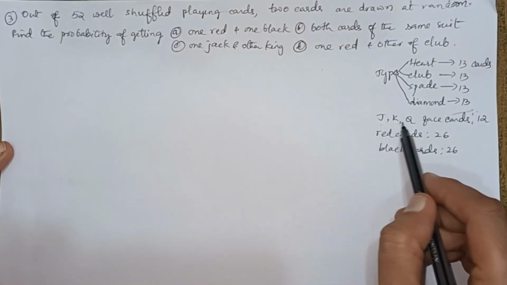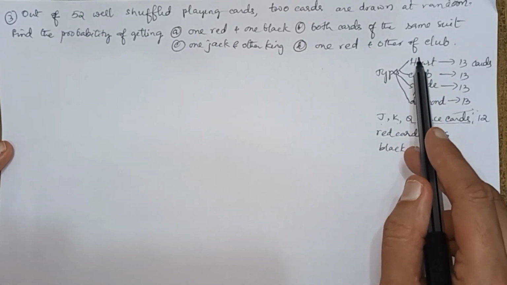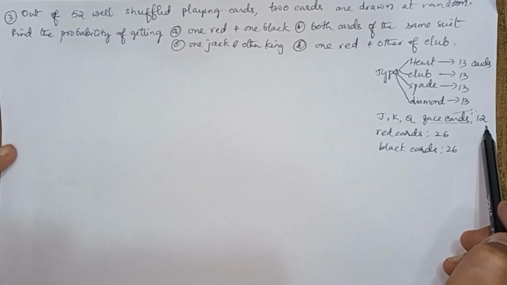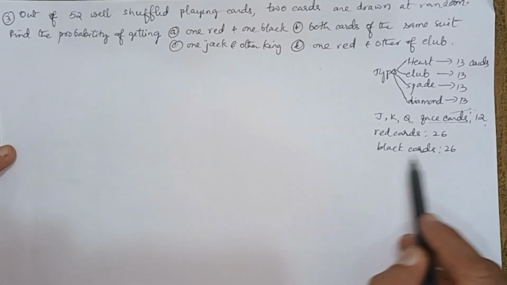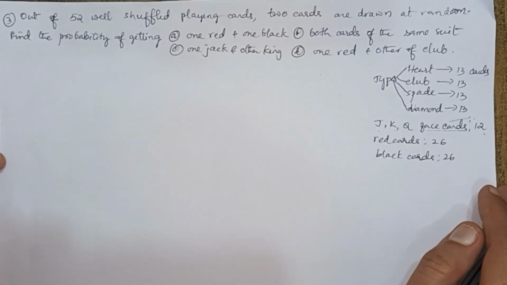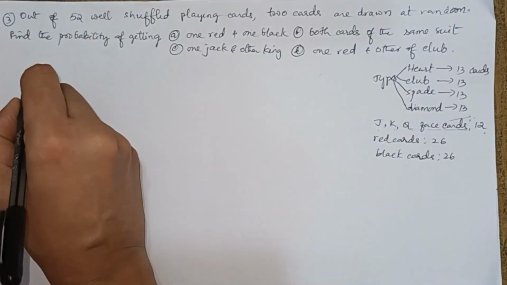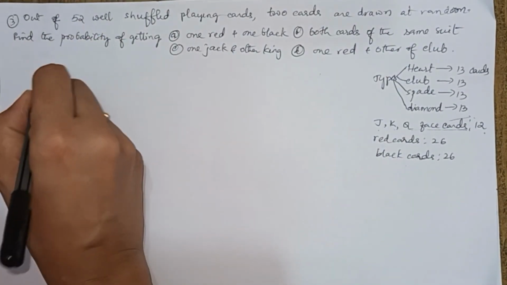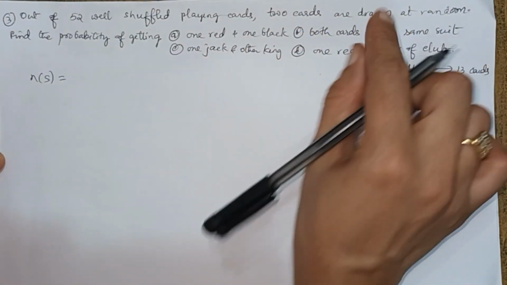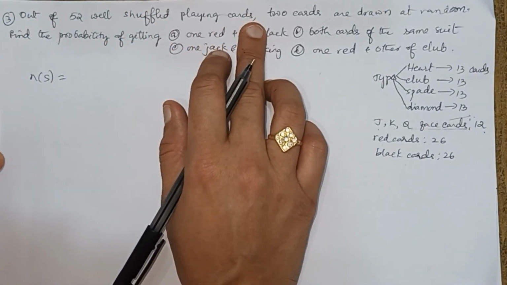Jack, King, Queen are called face cards. In each type there are 3 face cards. Therefore, totally there are 12 face cards. And there are 26 red cards and 26 black cards. These are the basic things you should know in playing cards. So before solving the problem, see the first one, n of S you have to find out. The random experiment is drawing 2 cards from a well shuffled pack of 52 playing cards.